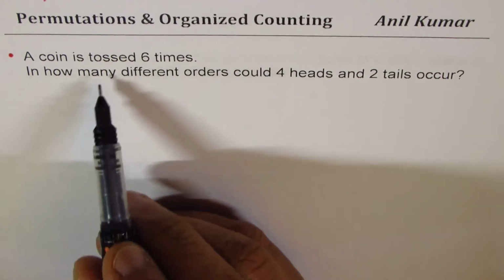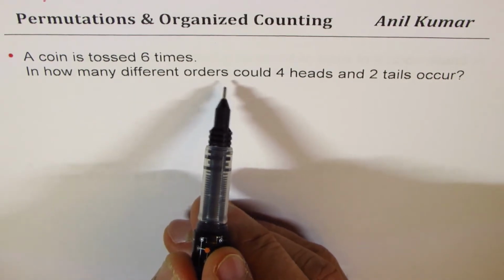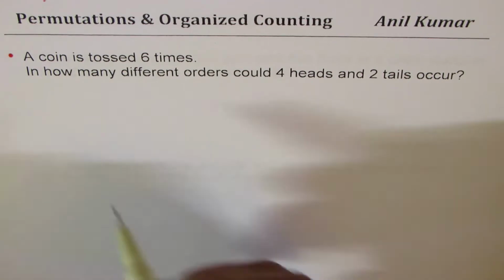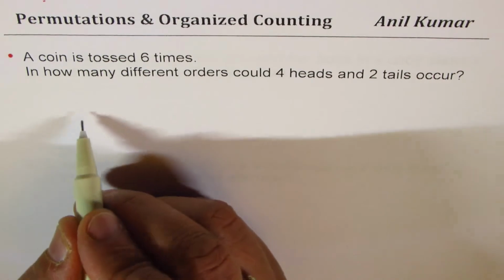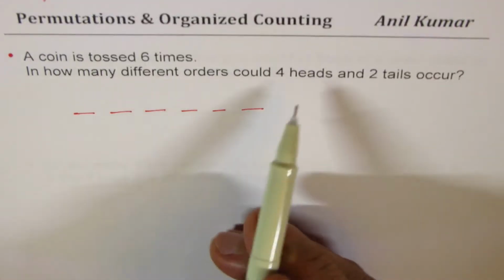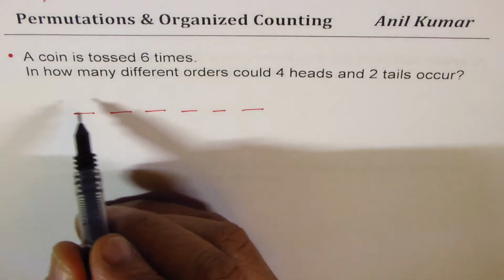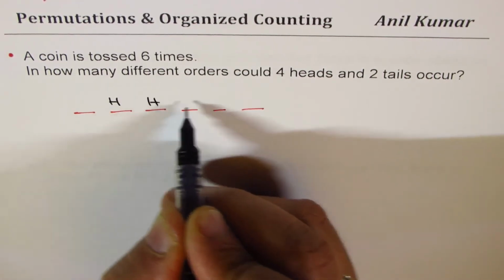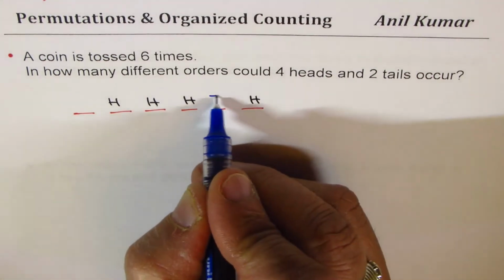A coin is tossed 6 times. In how many different orders could 4 heads and 2 tails occur? Now this is a very tough question for permutation and combination. Actually, if you see, we have 6 positions: 1, 2, 3, 4, 5, 6. We want 4 heads and 2 tails. So 4 heads could be in any position, right? So it could be like 1, 2, 3, 4 heads. And we could have 2 tails in any position.